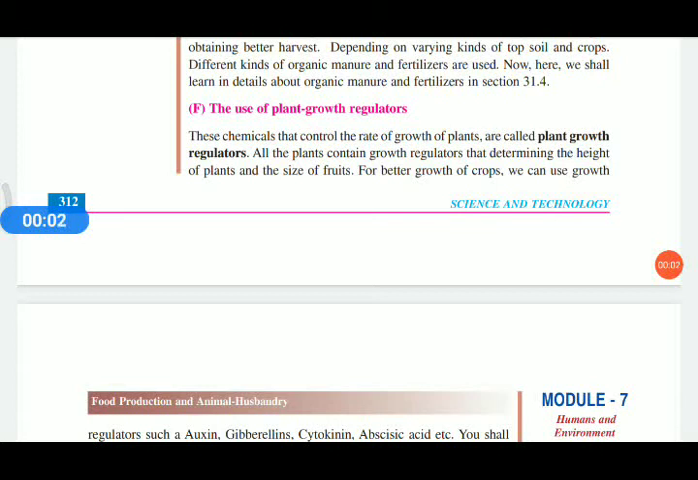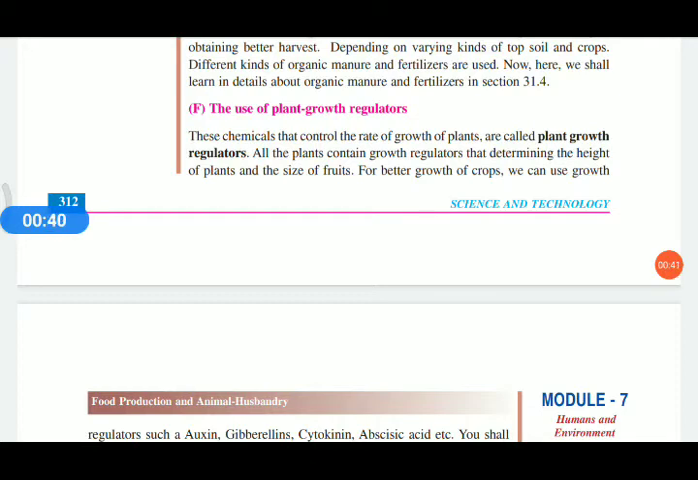In our previous class, we discussed the improved agricultural practices we used during the period of the Green Revolution for the development of agriculture. The next one in the improved agricultural practices is the use of plant growth regulators. Plant growth regulators are chemicals that control the growth of plants. It may be growth increasing or growth decreasing.